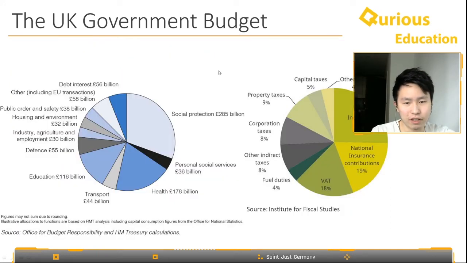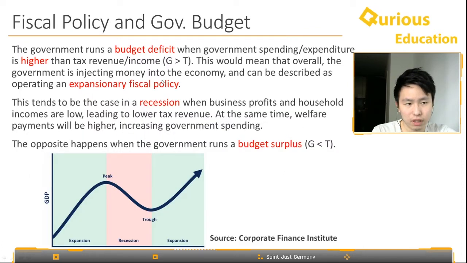Okay, so if you prefer pie charts, we have pie charts here. Again, most of the spending is on social protection, health, and education, and the government rakes in income tax, national insurance, and VAT. So in general, if the government spends more, it would be an injection into the circular flow of income, and there'll be more demand for goods and services. Thus, it would create more economic activity because we will need to produce more goods, and people are getting more income from the goods and services that the government buys.